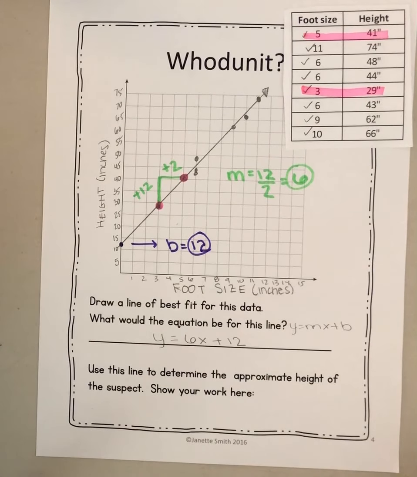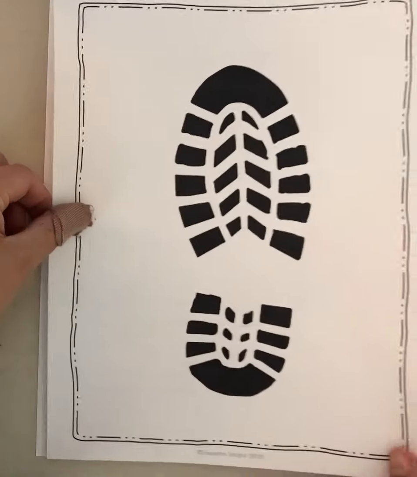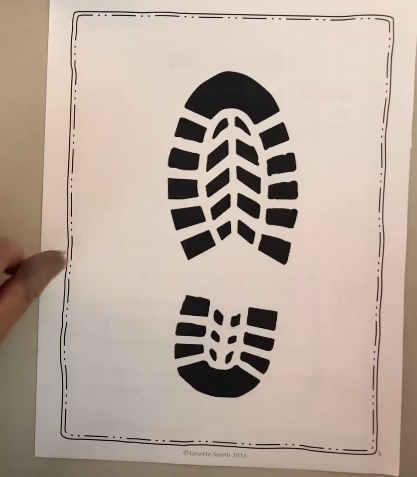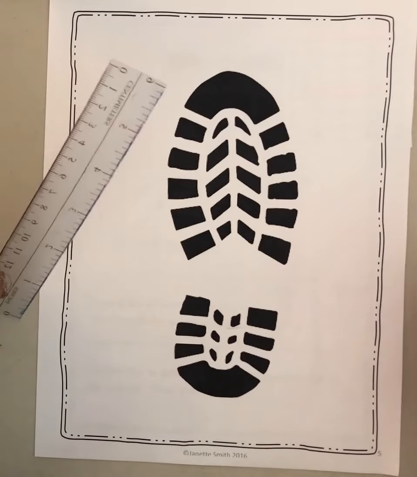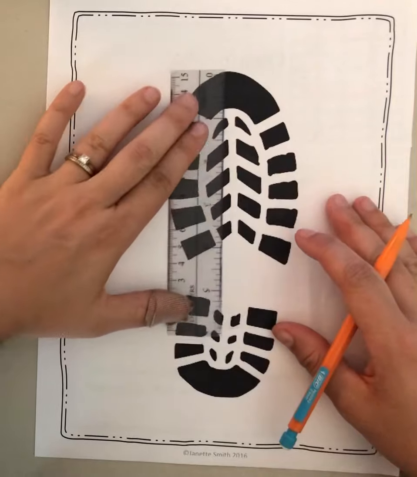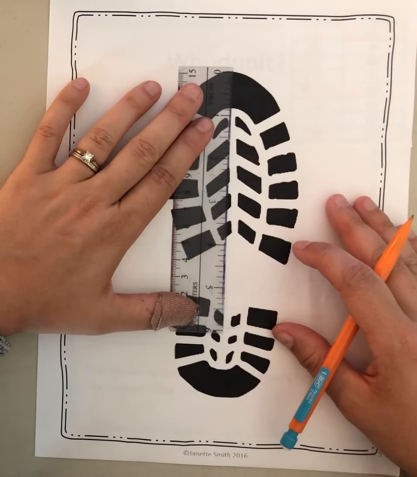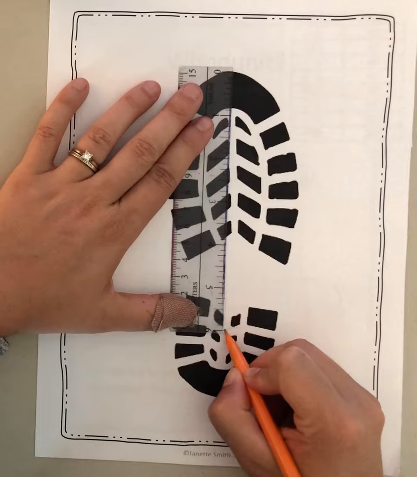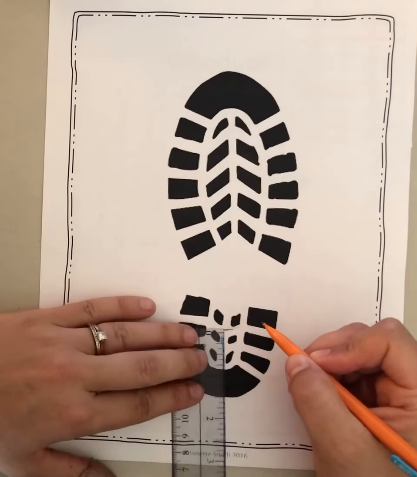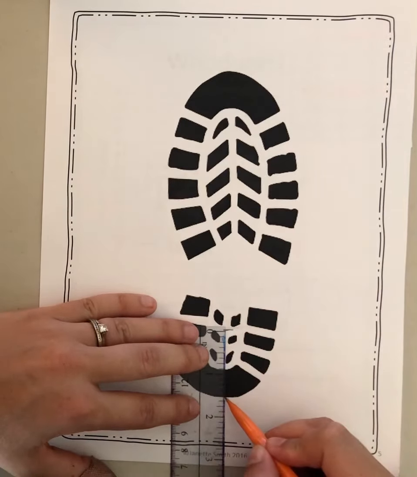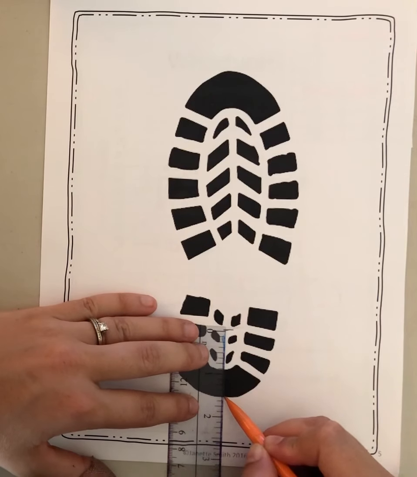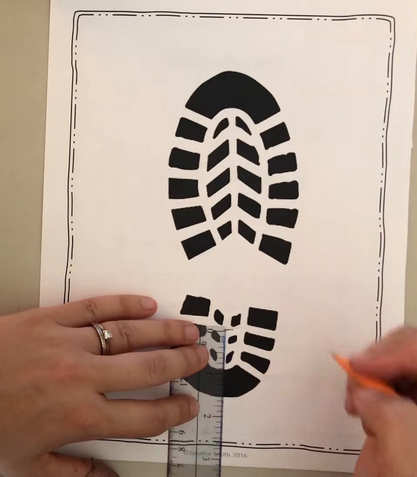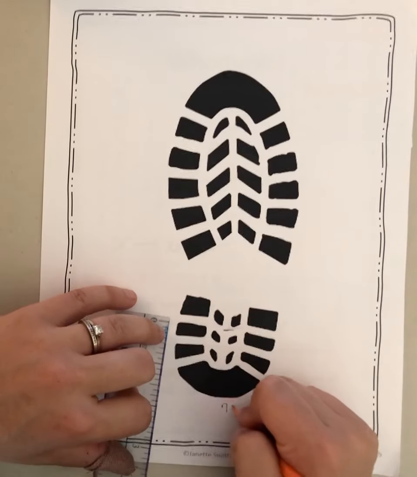Okay, we're closer to catching our criminal. What it says next is that we need to determine the approximate height of the suspect based on their shoe size. So here is that shoe. What we need to do is measure how big that foot is in inches. Okay, my ruler only goes to 6 inches, so I'm gonna mark it and measure again. It looks like it's almost exactly 7.5. So I have about 7.5 inches.